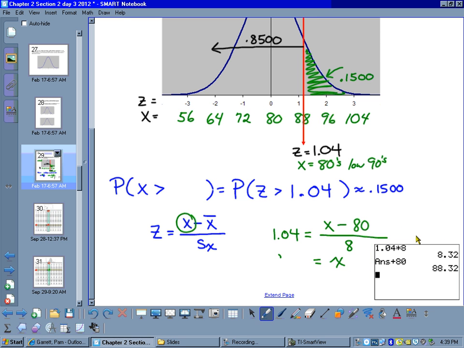So x equals 88.32, and that matches my guess. So I'm feeling pretty confident about that. Put it into my sentence in the right spot. This is actually the answer to the problem. And that answer to the problem, therefore, is 88.32 points.